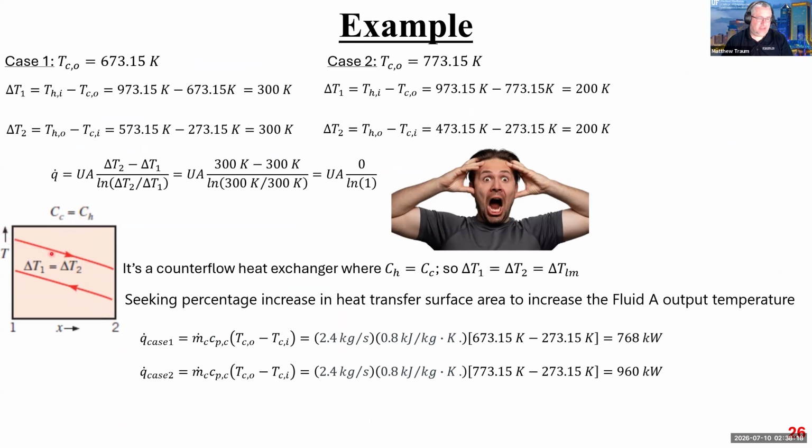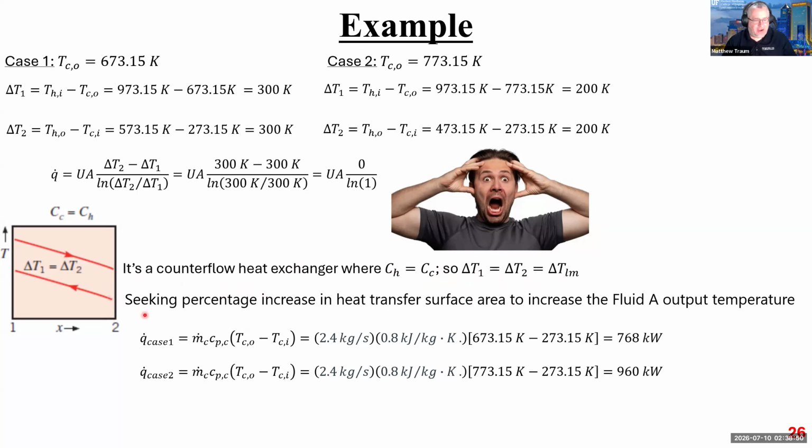And what that means is that these two curves are separated by precisely the same amount the entire traverse of the heat exchanger, which means we don't actually need LMTD. We just need to know the temperature difference, and we can plug that into our mean temperature difference for the heat exchange equation. Okay, so that's what I say here. Counterflow heat exchanger, C sub H equals C sub C, so delta T1 equals delta T2 equals delta T log mean. So I could just use that.